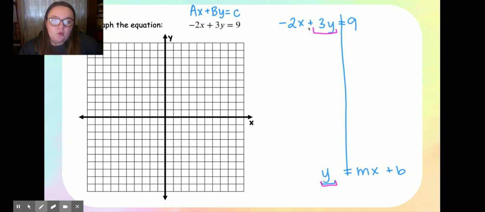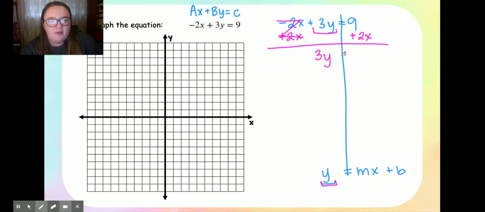I want to move this negative 2x. I don't want it on this side, right? I want the x's over here. So when I move this negative 2x, I need to cancel it out on this side. So to cancel it out, I think to myself, how do I cancel out a negative 2x? Well, do just the opposite. You're going to add 2x. But what you do to that side, you have to do to the other. So I'm going to add 2x to this side as well. Okay? So what happens is these zero out. You are only left with 3y equals.